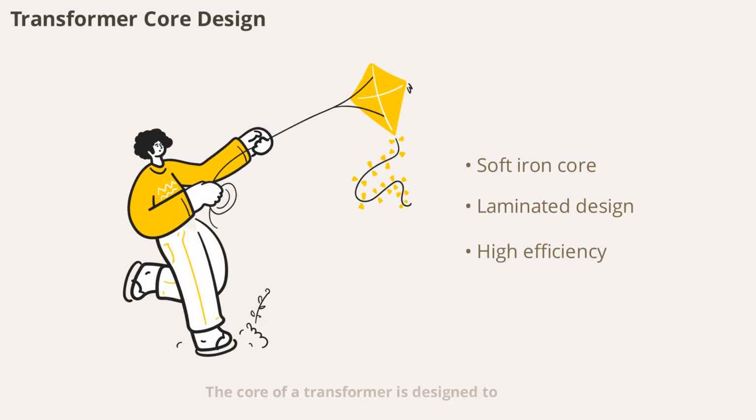The core of a transformer is designed to maximize magnetic coupling between coils while minimizing losses. Using soft iron and laminating, the core helps concentrate the magnetic field and reduce eddy currents. These design choices are crucial for achieving high efficiency and reliable operation in power distribution networks.